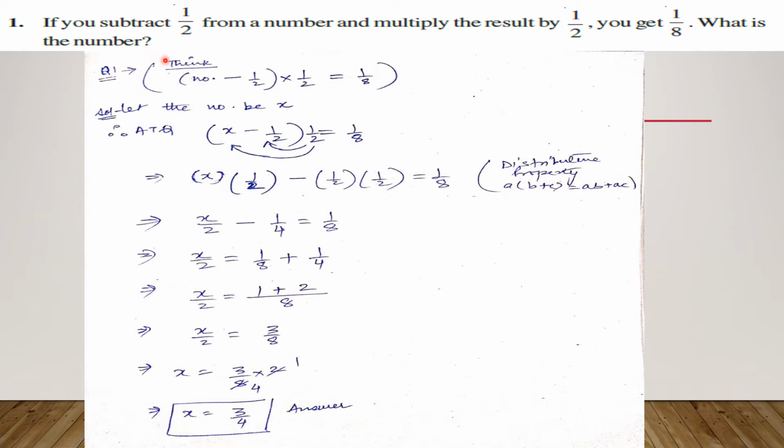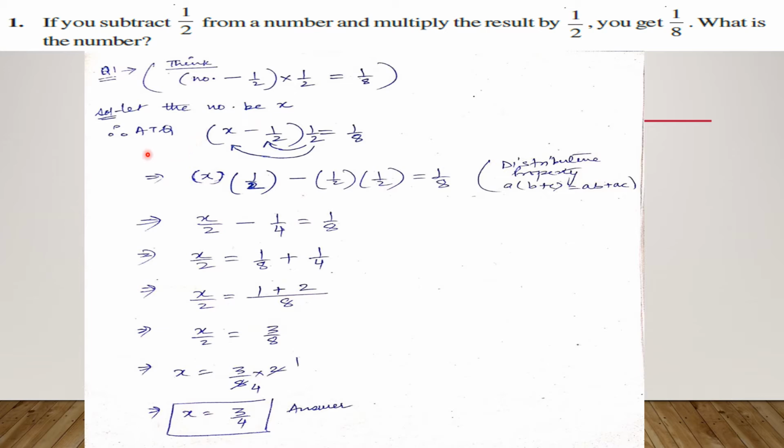Now this is the thinking part for you, that you have to think like this. What is the question saying? It is saying there is a number from which we are subtracting 1 upon 2. Then there is a bracket, because it is a complete term. We are multiplying 1 by 2 and we are getting the answer as 1 upon 8. So first of all, in the solution we will write, let the number be x, because it is unknown, so we have assumed it as x.